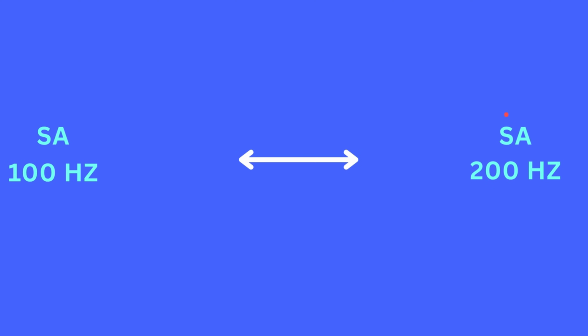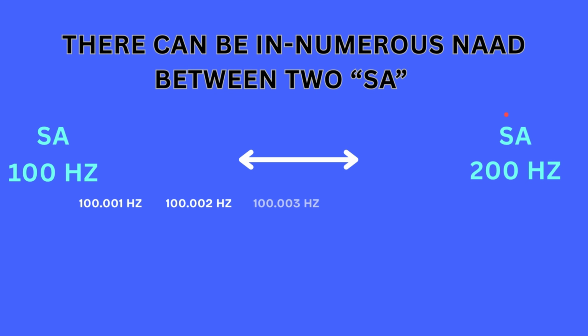Let me explain. Let's say the frequency of middle Sa is 100 Hz and the frequency of tar Sa is 200 Hz. So within them, there can be frequencies of 100.001 Hz, 100.002 Hz, 100.003 Hz and so on. So how do we decide which one to use to create music and how can we even differentiate between them? There has to be some way, so that we can decide which Naad to use to create music.